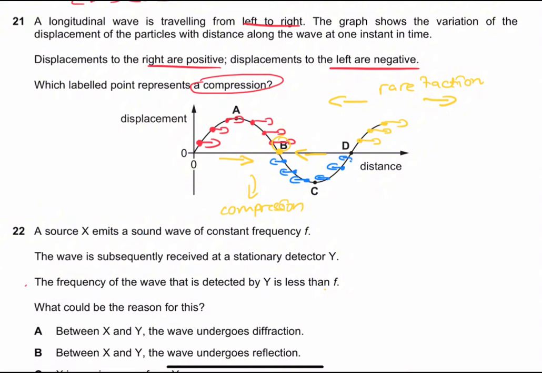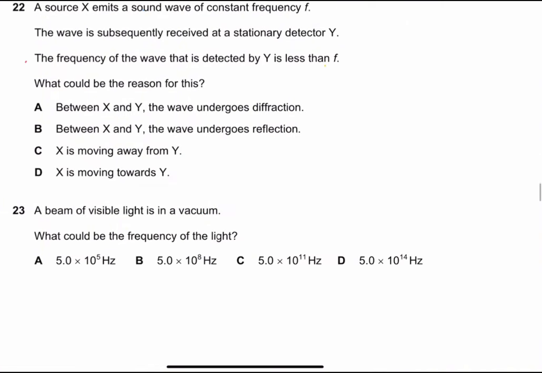Very important, guys. Now, moving on to question number 22, we're given a source that emits sound of constant frequency f, and that wave is detected by a stationary wave detector at frequency Y. What could be a reason for Y being less than f? This is actually known as the Doppler effect, right? So very important, this is known as the Doppler effect.